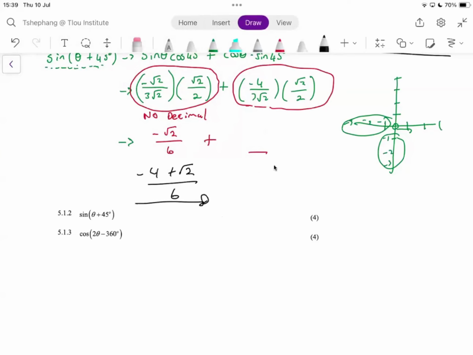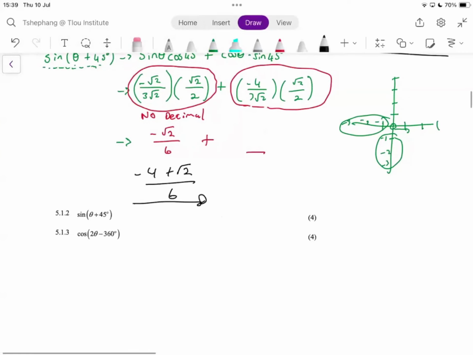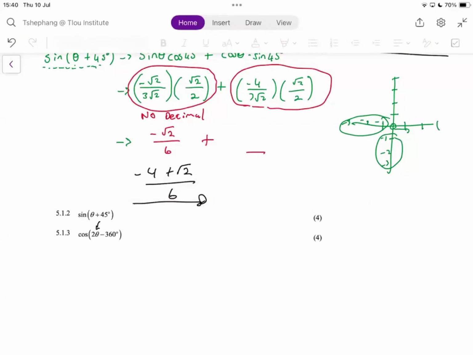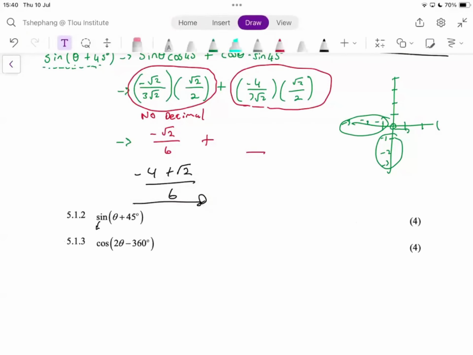Let's quickly move on. Now we need to find cos of 2 theta minus 360. Okay, now notice something. What we are comfortable with is when the theta is on the right hand side. We like 90 minus, 90 plus, 270 plus or 270 minus, or 360 minus, 360 plus. But when you have the theta appearing first, that becomes a bit of a challenge. Okay, let's enlarge this a little bit. There we go. We need to rearrange it.